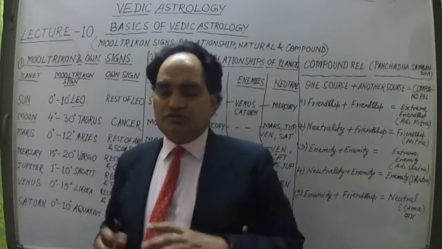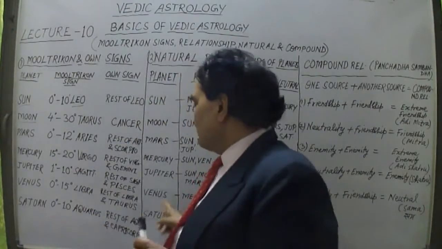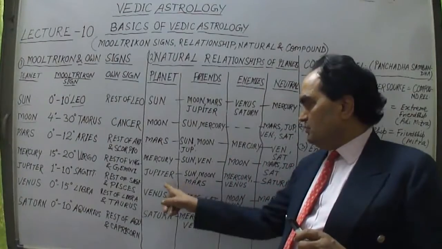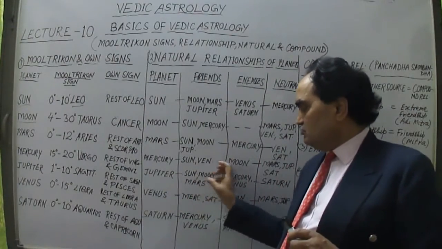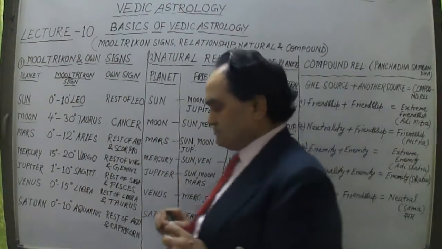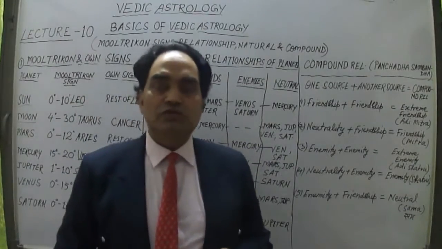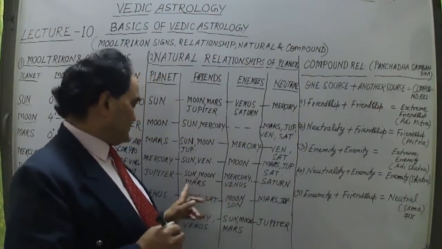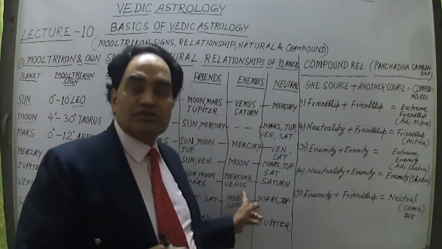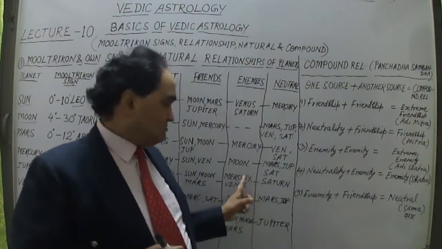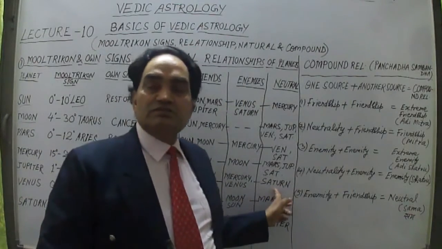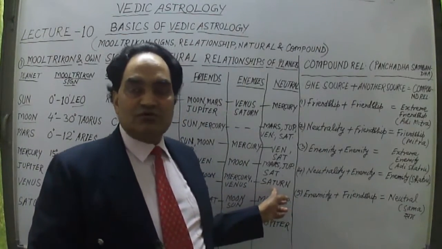Now Jupiter. As I told you, Jupiter, Sun, Moon and Mars are mostly friends. Sun, Moon and Mars are friends to Jupiter. Who are the enemies then? For Jupiter, Mercury and Venus are enemies, while Saturn is neutral to Jupiter. Try to understand.